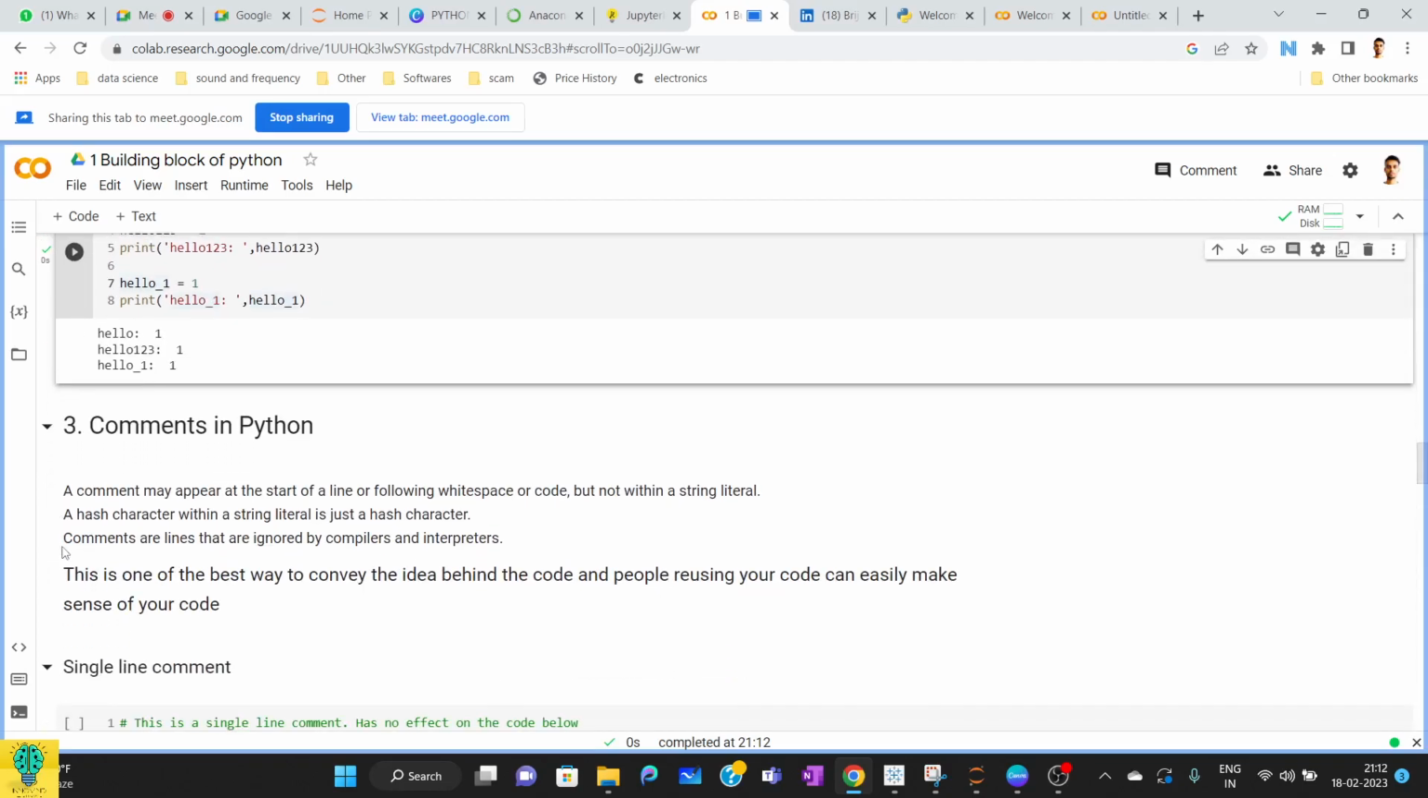Okay. Then the third topic is comments, how to write comments and why it is important. Before going to that, I'll just give you another poll. Try answering this question and see if you have understood the concept of identifiers. Please vote on the voting link.